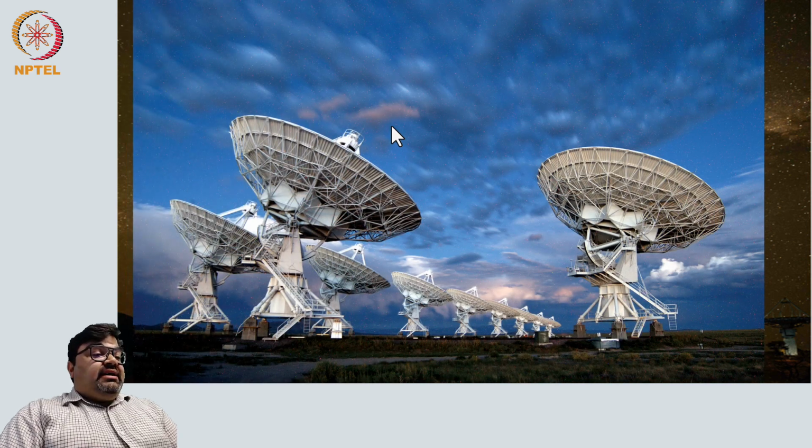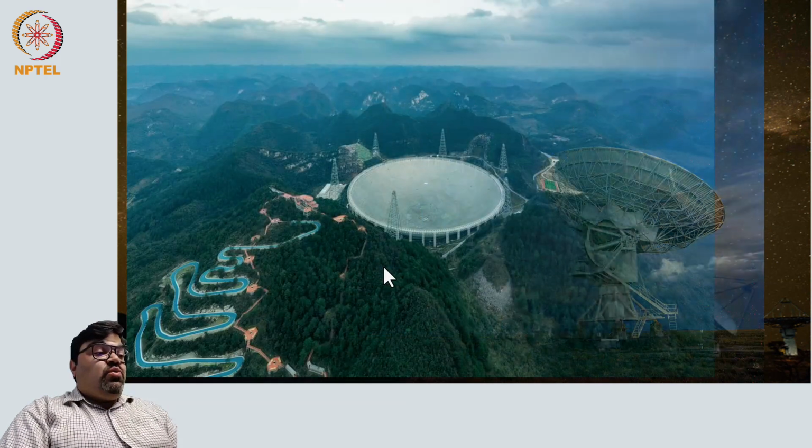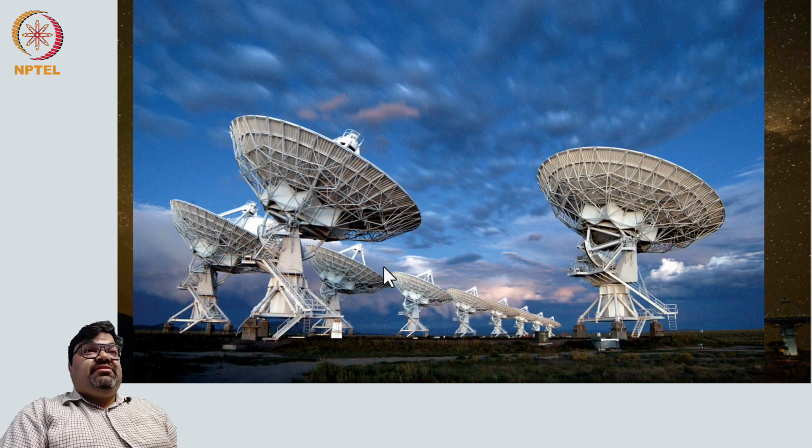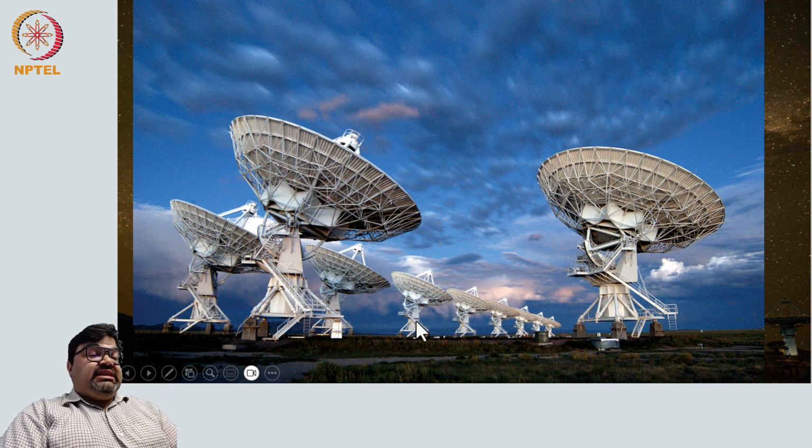One of the earlier interferometers is the Very Large Array built in New Mexico in the United States of America, and it has 27 antennas, each with a dish of diameter 25 meters. So each of these dishes is 25 meters in diameter, and there are 27 of them. As compared to one 500 meters, you have 27 of 25 meters. And so the resolution now is determined by the largest distance between any two of these antennas.